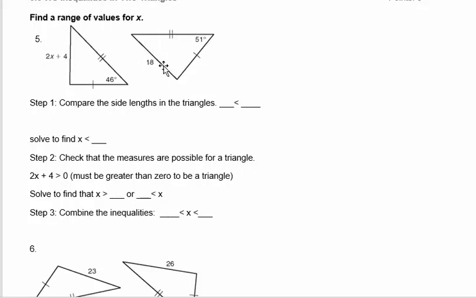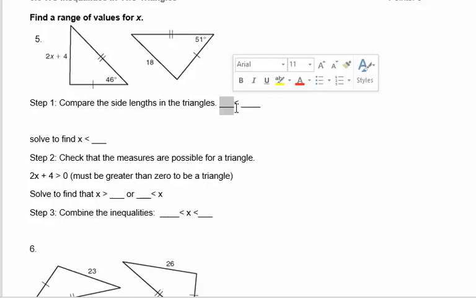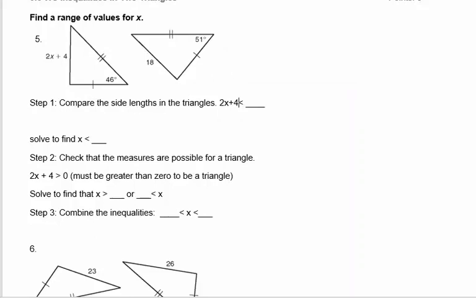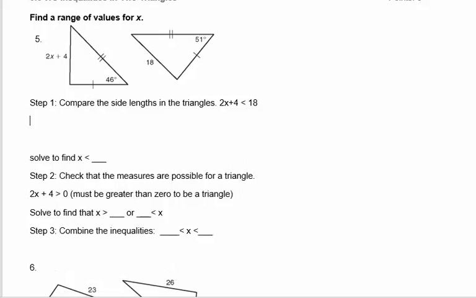So which one is smaller than which one? I have to use the Hinge theorem to find out. 2x plus 4 is opposite 46. 18 is opposite 51. 46 is less than 51, so therefore 2x plus 4 is going to be less than 18, the other side length. Now you have to solve that to find x. So you're going to subtract 4 from both sides.